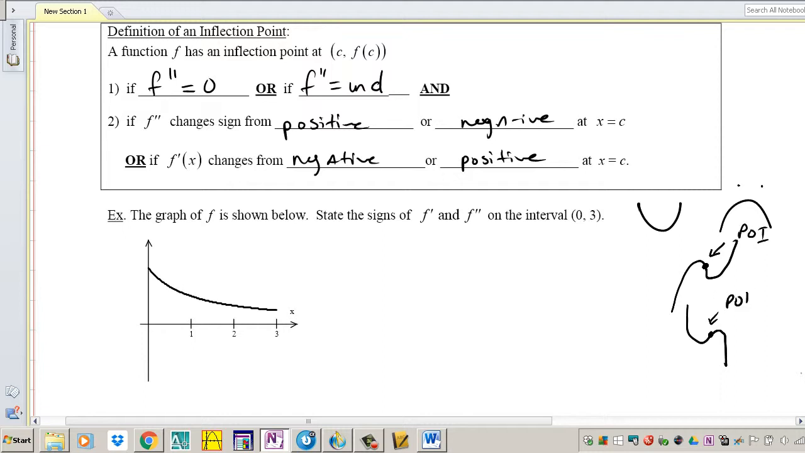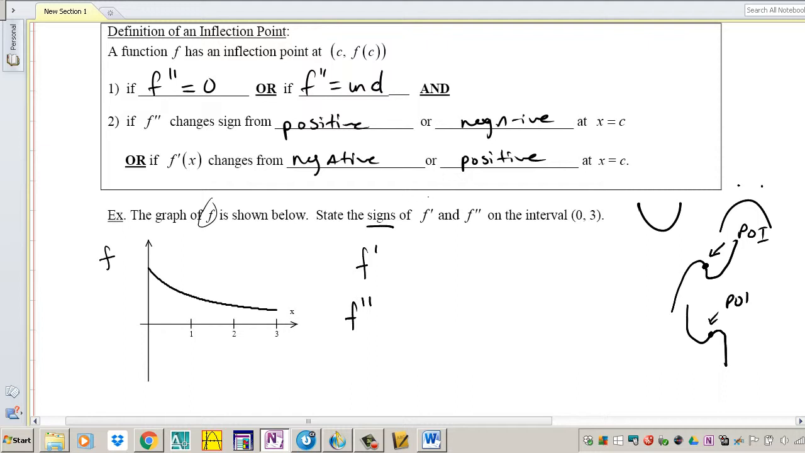Now let's go ahead and use what we've learned on the previous video to do this example. The graph of f is shown. This is f. Not f prime, not f double prime, but it's the f. State the signs of f prime and f double prime on the interval from 0 to 3. So all we need to know is f prime greater than 0, less than 0, or equal to 0? And the same thing for f double prime.